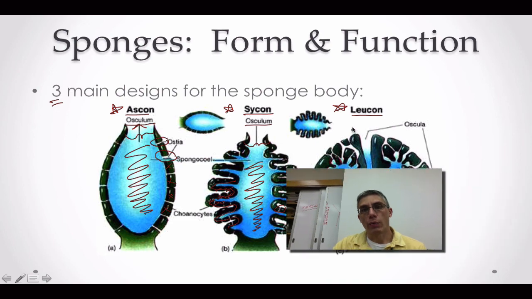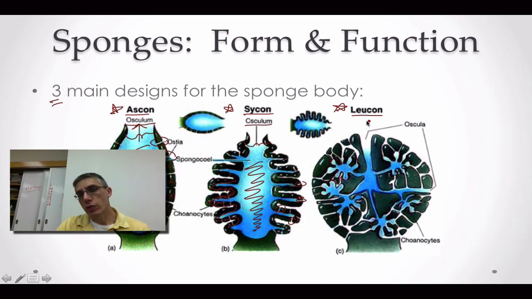Now when you look at the leuconoids, now this is where things get a little bit different. First off, you'll notice that the osculum at the very top of the sponge has been greatly reduced. So the size here is definitely much smaller than you would see here. Now if you look at the ostia, you're going to notice the ostia are definitely increased. So you have lots of different areas where that water can enter the sponge.